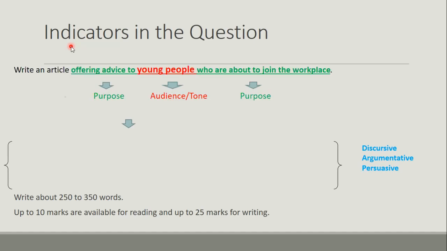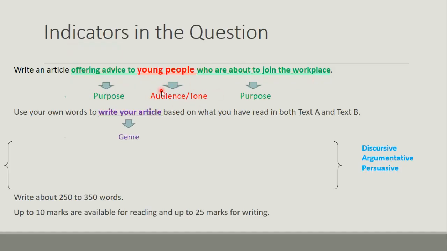Let me read the very first line. Write an article offering advice to young people who are about to join the workplace. The very first line tells you about the purpose, offering advice to young people who are about to join the workplace. Then it talks about the audience and tone.